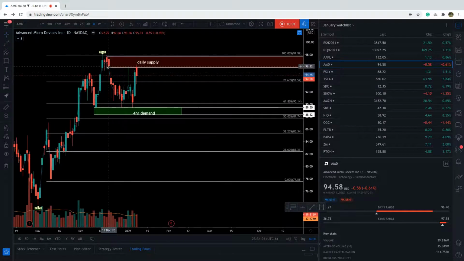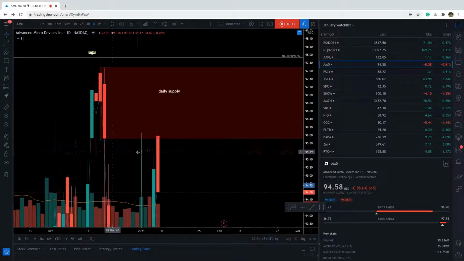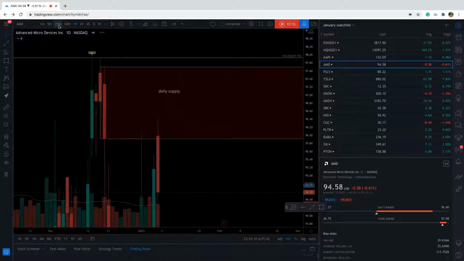So top of this wick to bottom of body. If I zoom in, you can see exactly why it was where it is and why we rejected where we did. Okay, so let's go back to a smaller time frame.